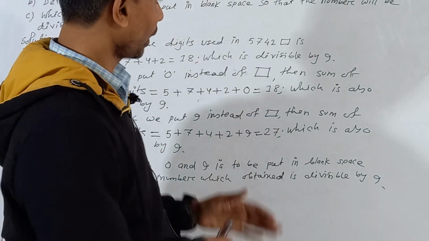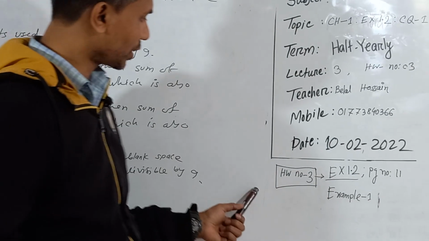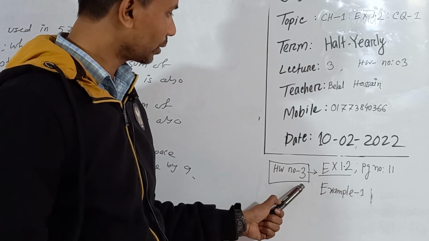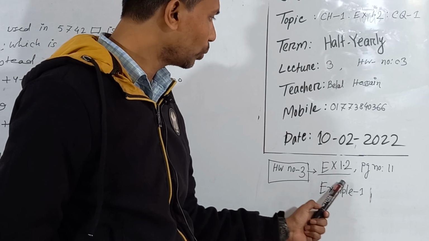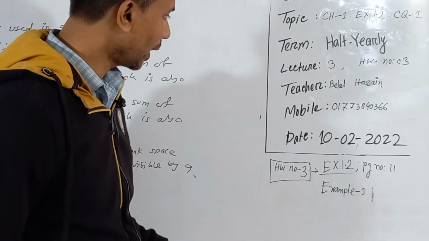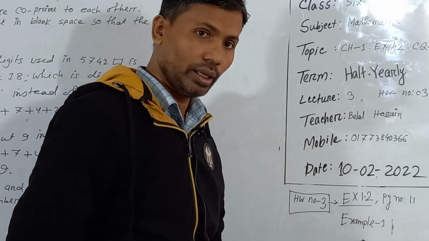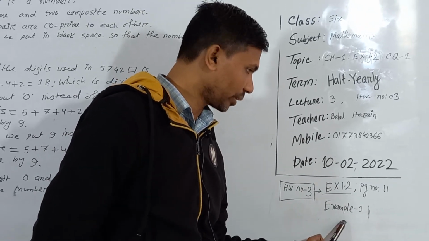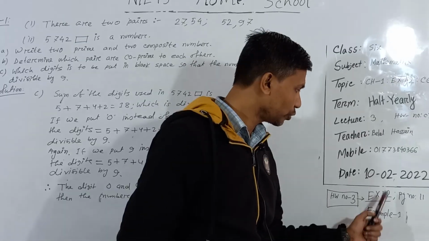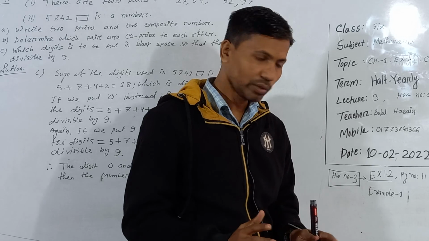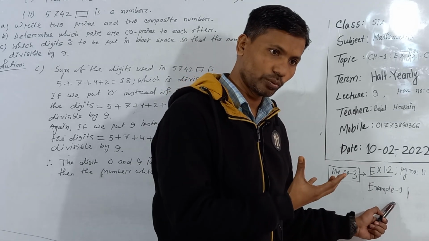Look student, our class has already finished. Now I will talk with you about homework. Look, our homework number 3: exercise 1.2, page 11. There is example 1 and that example is very important for different types of exams. Okay students, so you have to practice today's CQ and example 1. This is also CQ. Okay student?